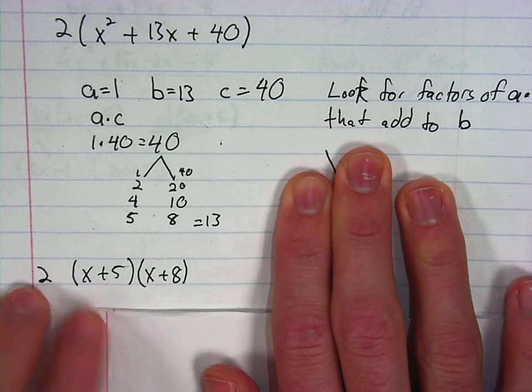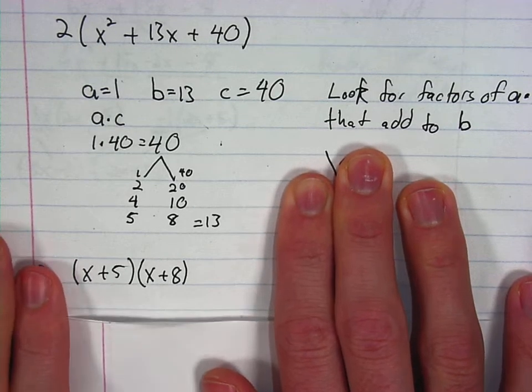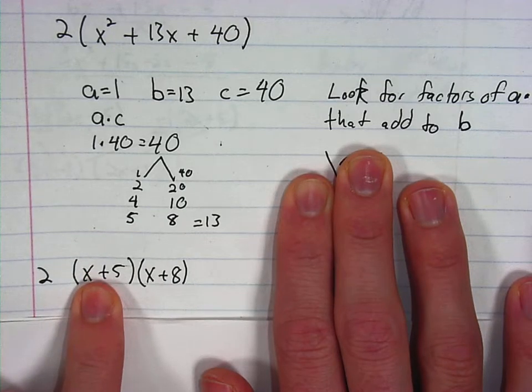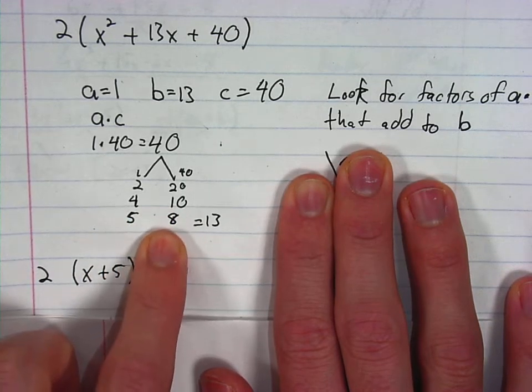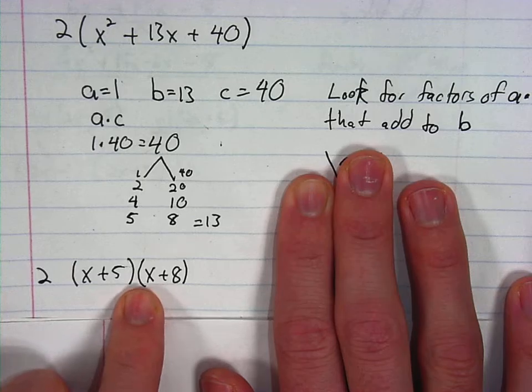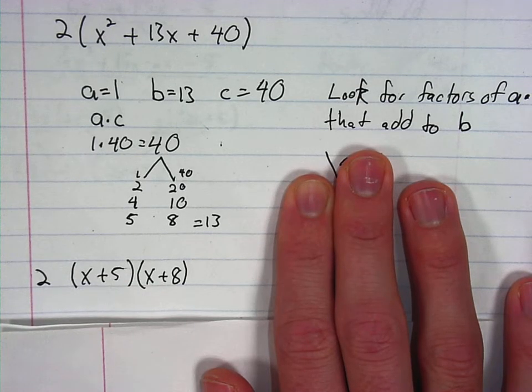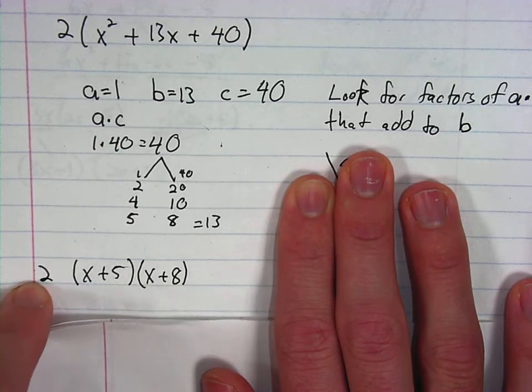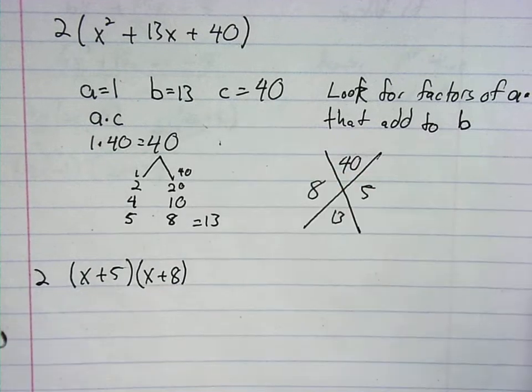Okay, so because a equaled 1, it's pretty easy. We just do x, and then the first factor was a positive 5, so x plus 5, and then our other factor was positive 8, so plus 8. If one of those would have been a negative, then we would have had a minus instead of a plus. And don't forget about that 2 we pulled out at the very beginning. Got to keep him in the front. Okay, not too bad.